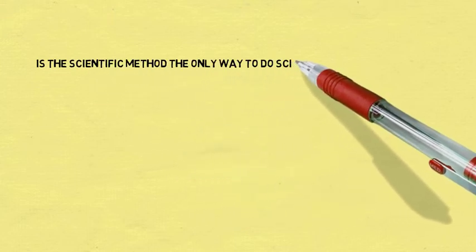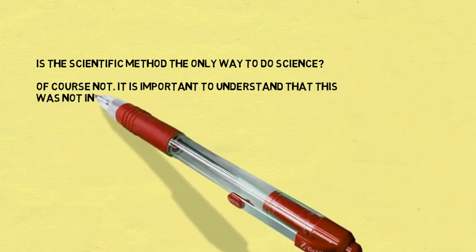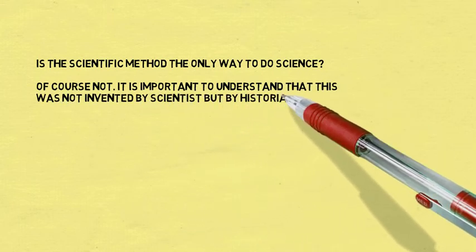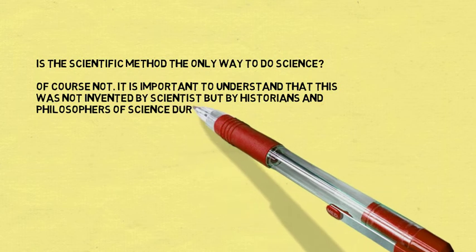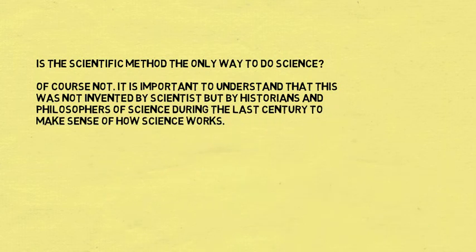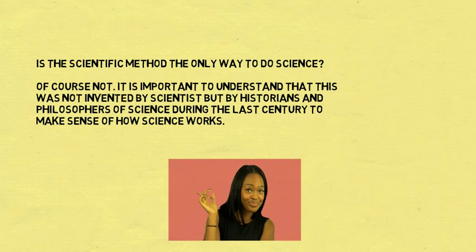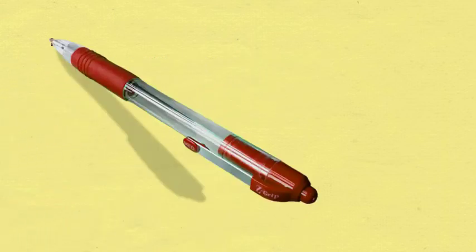Is the scientific method the only way to do science? Of course not. It is important to understand that this was not invented by scientists, but by historians and philosophers of science during the last century. It was just to make sense of how science works. There's not one specific way to do science. There are other ways, and the better we understand that, the better science can develop even further.